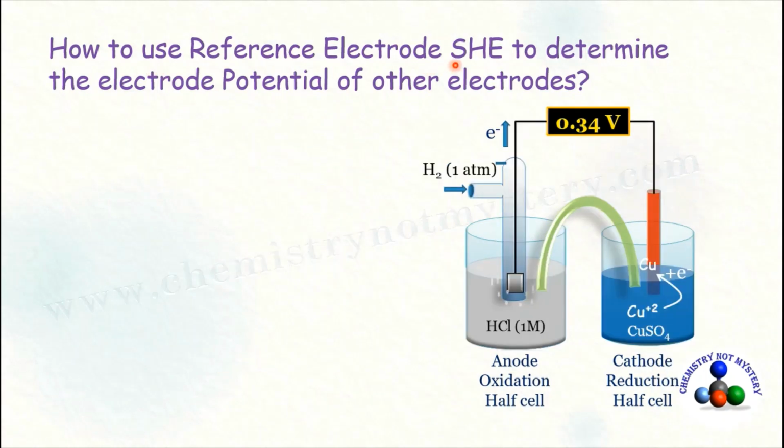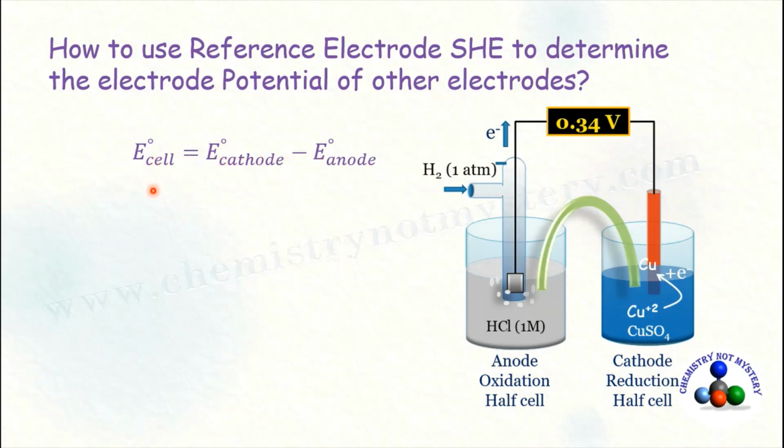Now let's use SHE to determine the electrode potential of copper electrode. Again we need to construct a cell. This time we are going to make cathode out of copper electrode and anode is made up of SHE. We have the equation E naught cell is equal to E naught cathode minus E naught anode.